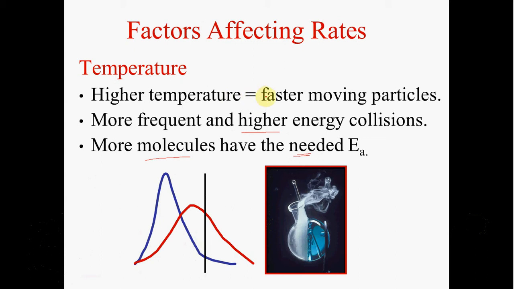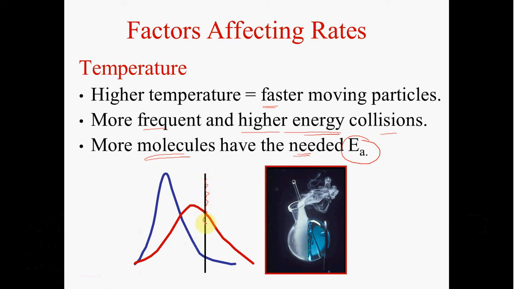So at a higher temperature, you have faster moving molecules. This will give you more frequent and higher energy collisions. If you have more frequent collisions and higher energy collisions, you're going to have a faster rate. You also will have more molecules that have the necessary energy.